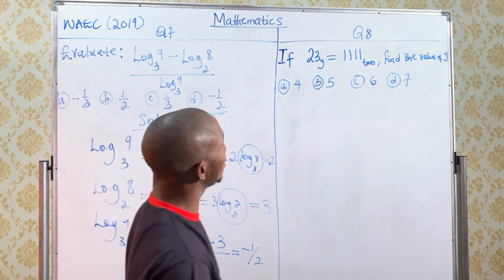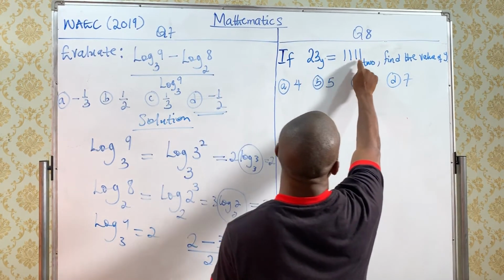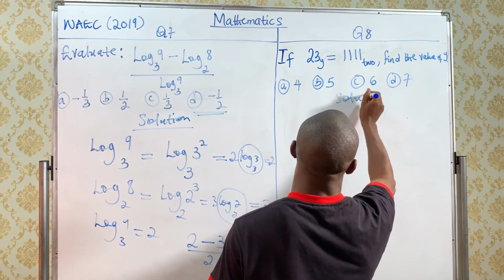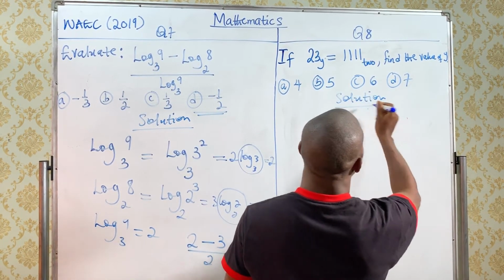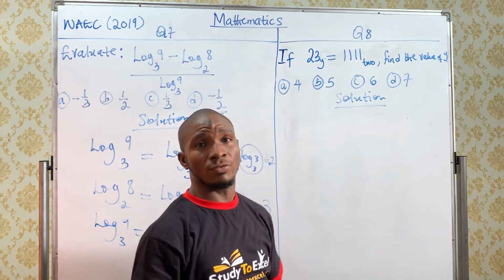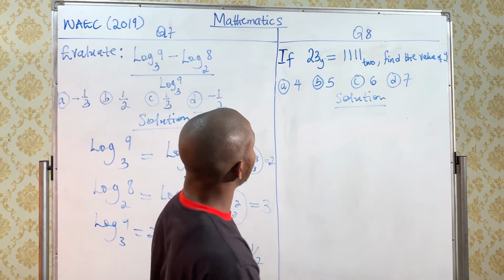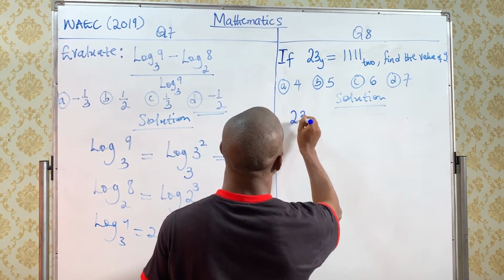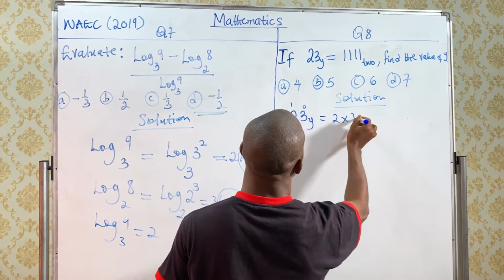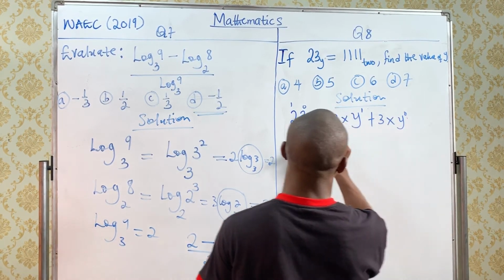Now question 8. If 23 base y is equal to 111 in base 2, find the value of y. The easiest way of solving this question is to convert this one to base 10 and also this one to base 10. Then you find the value of y. That's the best way to solve the question. Now, let's convert 23 base y to base 10. This will become 2 times y raised to power 1 plus 3 times y raised to power 0.